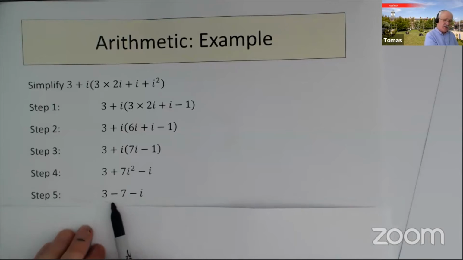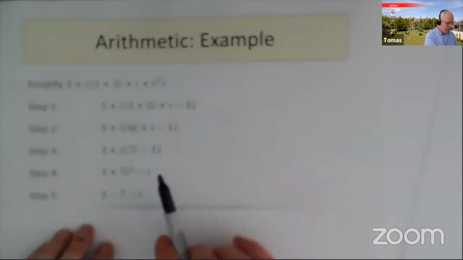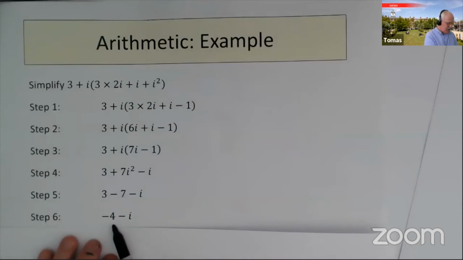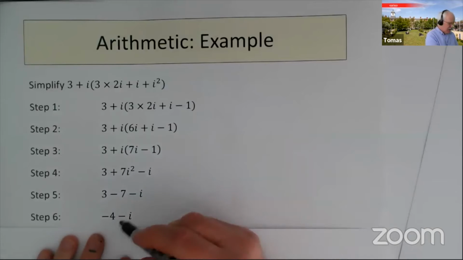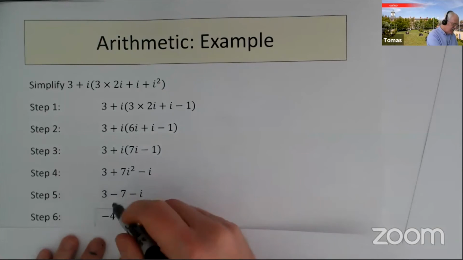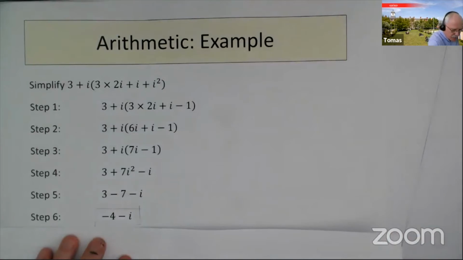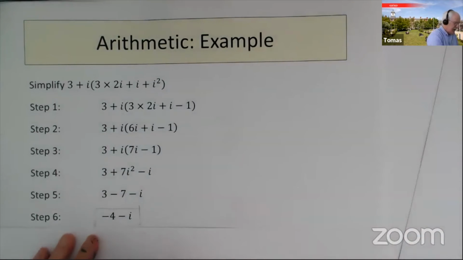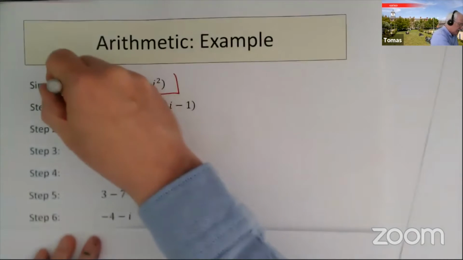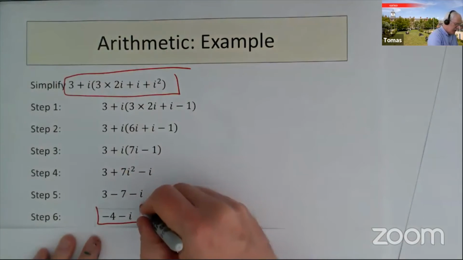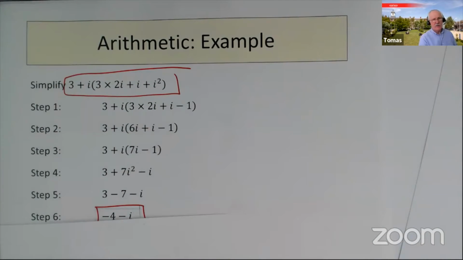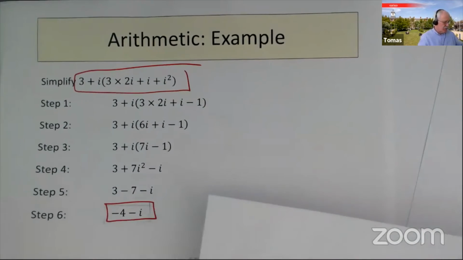3 and 7 are the same type of thing. They're both real. So 3 minus 7 is minus 4 and minus i. So the answer, or the simplification of all of that, instead of being as long-winded as that, is just minus 4 minus i. So that's one.